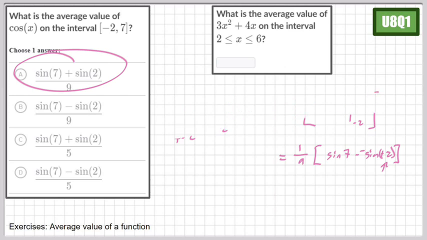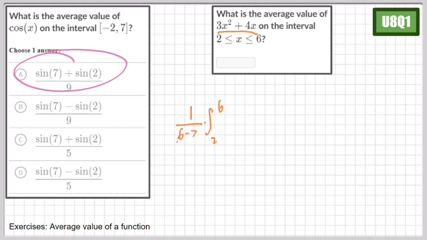Now here's a different average value problem. This average value problem says, what is the average value of this? So now you have to go from 2 to 6. You have to multiply this by 1 over 6 minus 2. And then you have to find the antiderivative of 3x squared plus 4x.